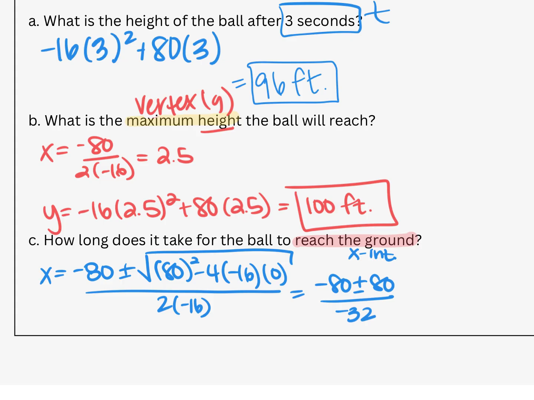So negative 80 plus 80 is 0. 0 divided by negative 32 is 0. So I'm going to do negative 80 minus 80 divided by negative 32, and that gives me my answer of 5 seconds. So it reaches the ground after 5 seconds of being in the air. All right, so we will look at some more examples like this in class, but that is 4.8.